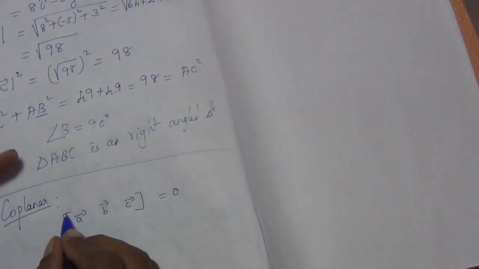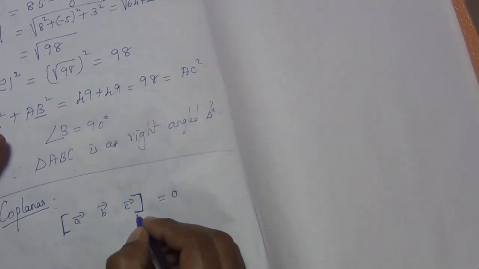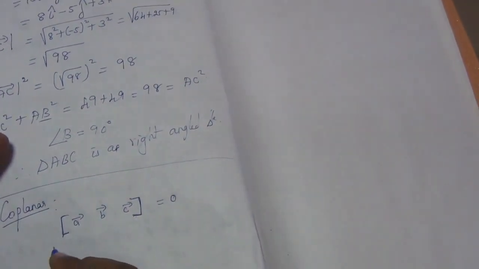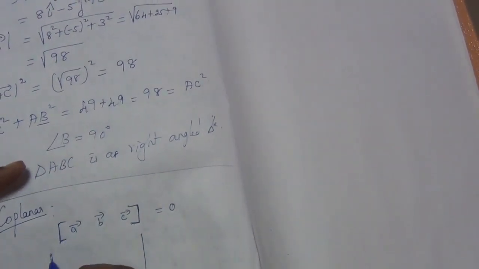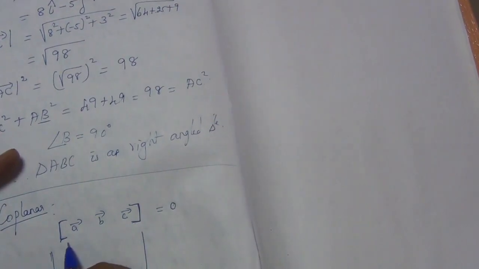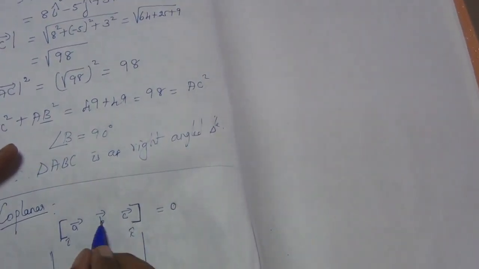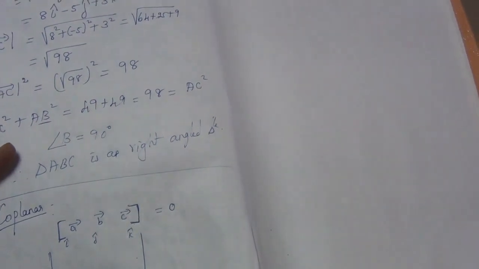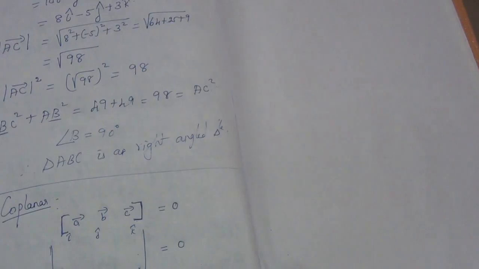See, box product, this we will be learning in brief in 12th standard. A vector, that is the determinant of the coefficients of I cap, J cap and K cap. In the same way we will write B vector and C vector, and we will check whether we are able to get the value as 0.